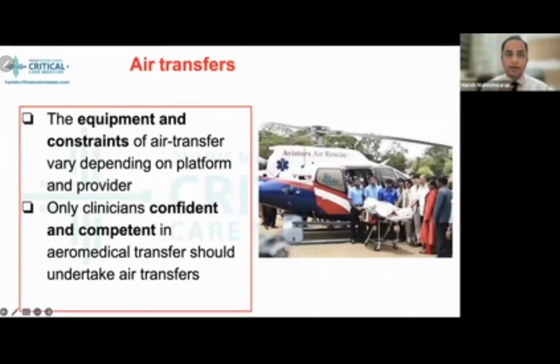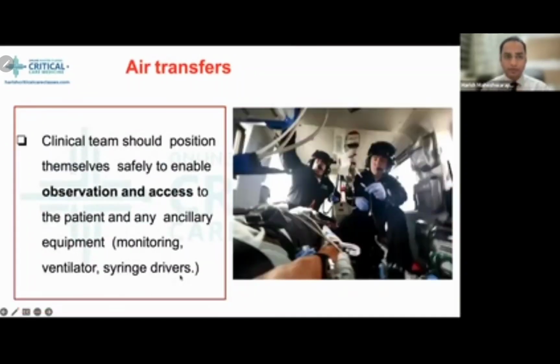A little bit on air transfer: the equipment and constraints of air transfer vary depending upon platform and provider. Only clinicians confident and competent in aeromedical transfer should undertake air transfer. The clinical team should position themselves safely to enable observation and access to the patient and any ancillary equipment, like monitoring, ventilator, syringe pumps and all.